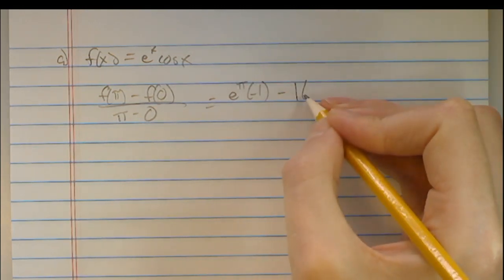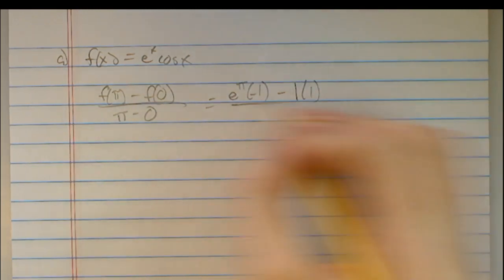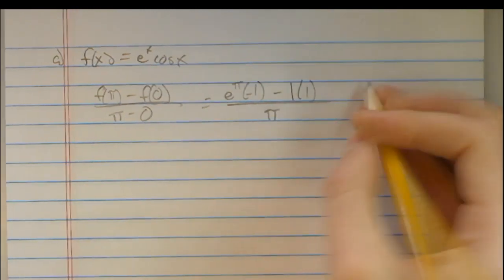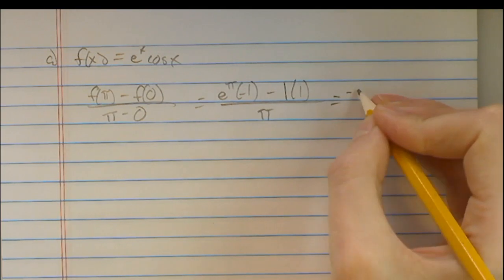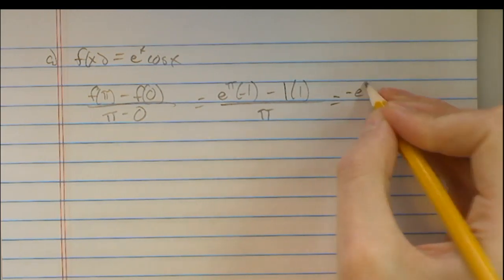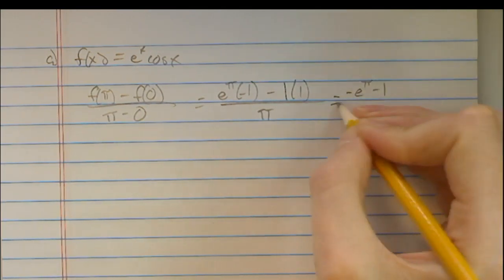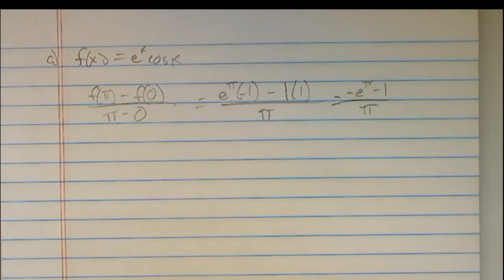And then cosine of 0 will also be 1. So we have negative e to the pi minus 1 over pi. And that's really as much as you're going to do.